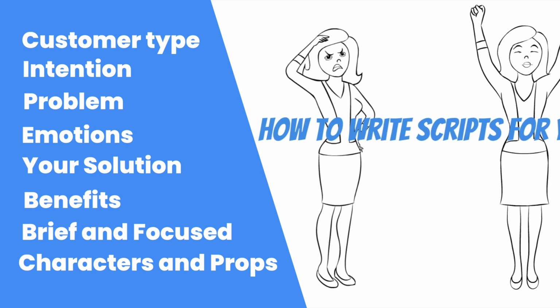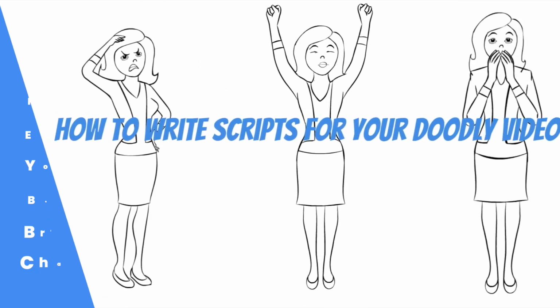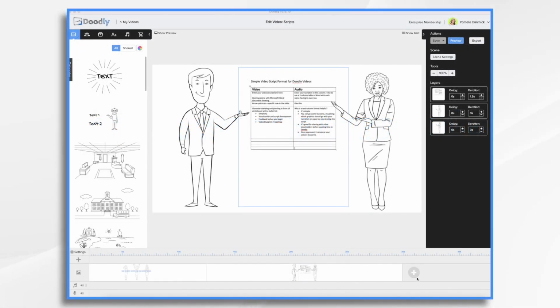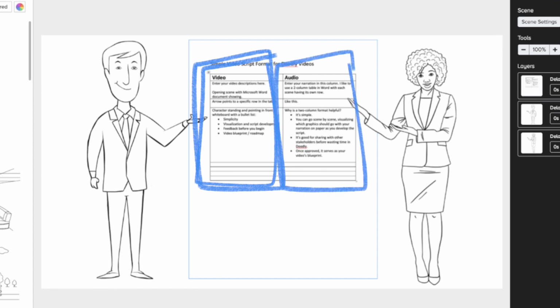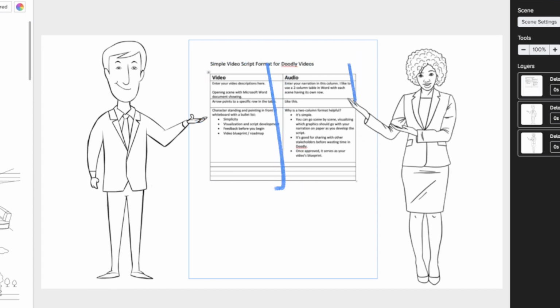So now you have this concept in mind, so we need to get it onto paper. And I want to show you one of my favorite tools for doing this. It's just a basic table. You can make it in Microsoft Word, Google Docs, whatever word processor you use, or even just a piece of paper. Draw a line down the center of the paper and split it into 2 columns, one for video and the other for audio. On the video side, you're just going to type out descriptions for each scene.